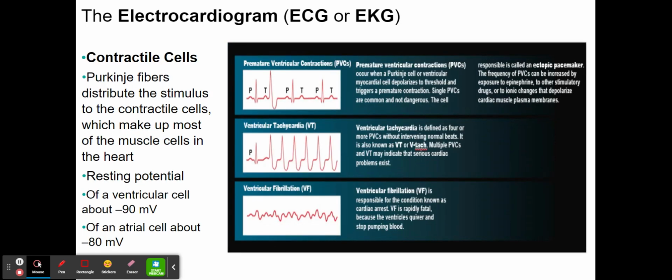The Purkinje fibers distribute the stimulus to the contractile cells, which form the bulk of the atrial and ventricular walls. These cells account for about 99% of the muscle cells in the heart. In both cardiac muscle cells and skeletal muscle fibers, an action potential leads to the appearance of calcium along the myofibrils, and the binding of calcium to troponin on the thin filaments initiates the contraction. But skeletal and cardiac muscle cells differ in the nature of the action potential, the source of the calcium, and the duration of the resulting contraction.